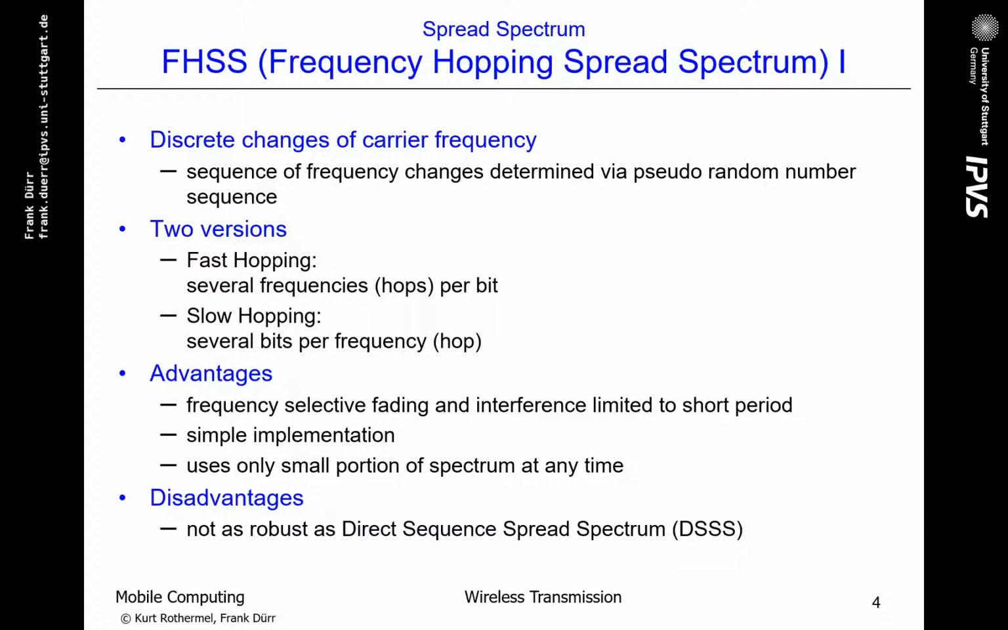Yeah? So also frequency selective fading and interference is limited to a short period, because if fading of a signal is depending on the frequency, which is actually the case, then this fading will only affect the transmission on a certain band, but then you jump to another band, to another frequency, and then you have a good signal and a good transmission. Okay, so you only have short periods where you might have a bad signal, unless the complete frequency spectrum is jammed or bad. Then of course you have a problem anyway.